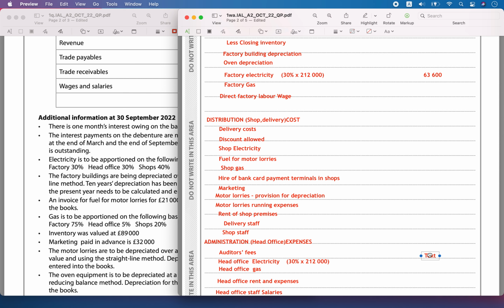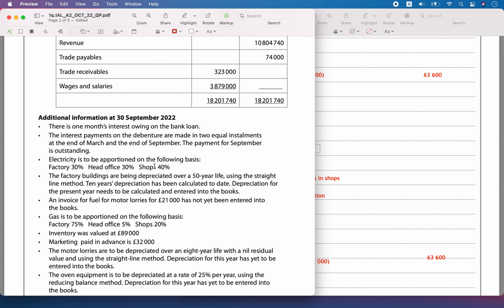The same, so 30%, so it is going to be equal to 63,600. Okay, so the head office also has its electricity expense, it is 63,600, and shop, it is 20 percentage of 212. For the shop electricity, it is 20 percentage of 212,000. So that is going to be shop electricity.